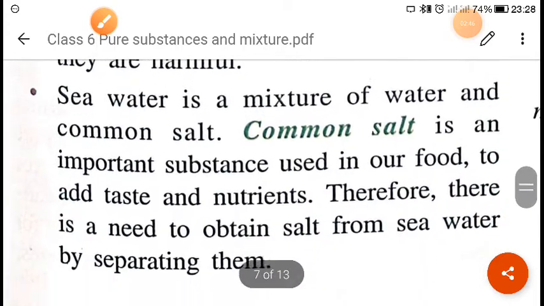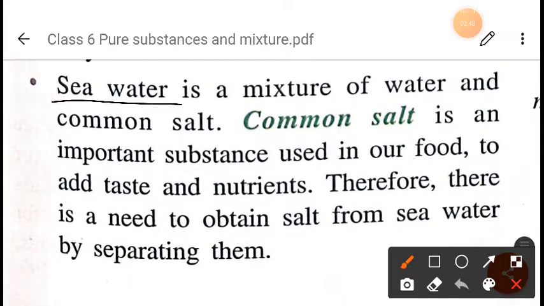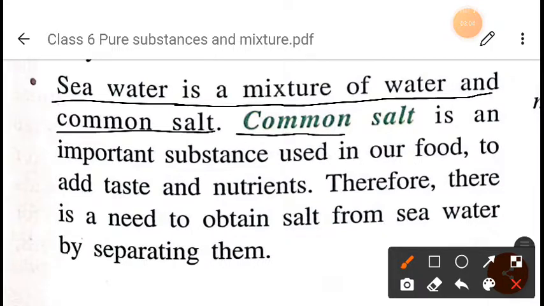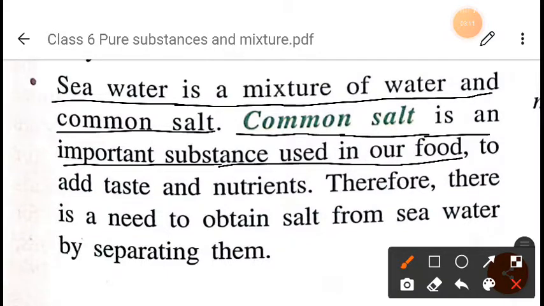Another example is seawater. Seawater is a mixture of water and common salt. Not only water and common salt, there are so many minerals and harmful substances also. Common salt, which we use in our house for cooking and eating, is an important substance used in our food, because without salt we will not get the taste, or we will not be able to eat, right?